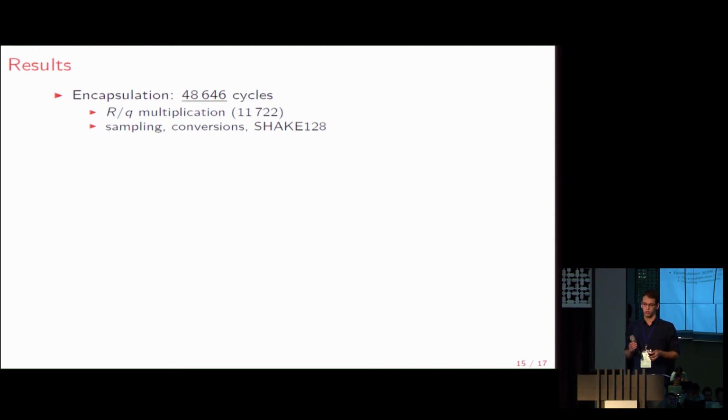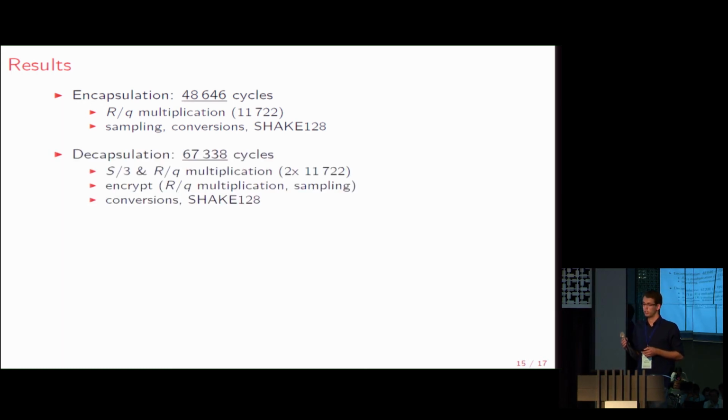So quickly get to some results. Encapsulation now only takes just below 50,000 cycles. Basically, that's mostly multiplication and then some stuff around it. You need to do SHAKE a couple times, conversion, sampling. And decapsulation is very similar. You rely on the encryption routine from encapsulation, so that's the multiplication. Do a couple more multiplications. Well, only 60,000 cycles as well, or almost 70,000, but still.